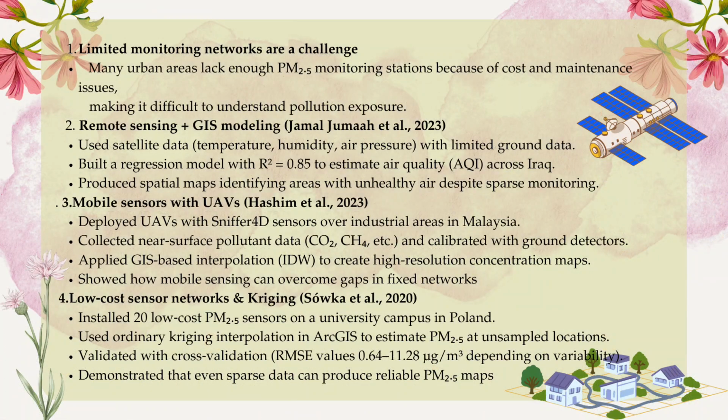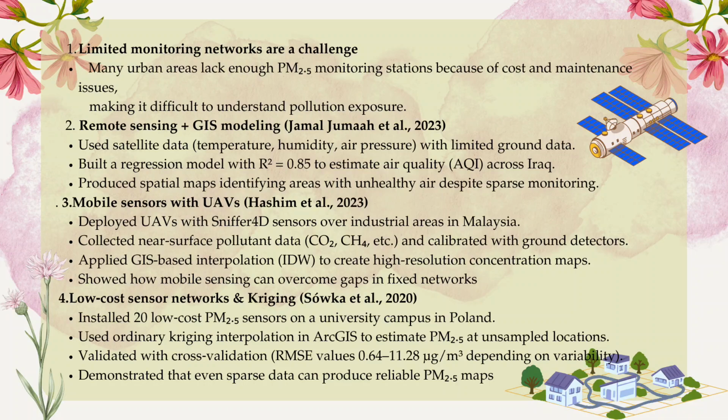In many urban areas, limited monitoring networks are a big challenge. There just aren't enough PM2.5 sensors because of high cost and maintenance. So it's hard to know exactly how much pollution people are exposed to. To overcome this, researchers are getting creative. For example, combining satellite remote sensing with GIS modeling allows us to estimate air quality even in places with little ground data, as shown by Jamal Jumaah and his team in 2023. This approach can create detailed maps showing where air pollution is more severe.